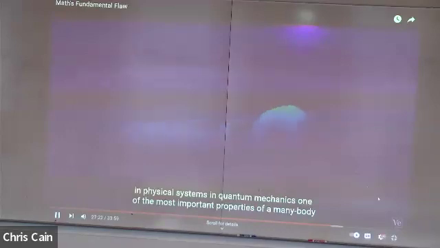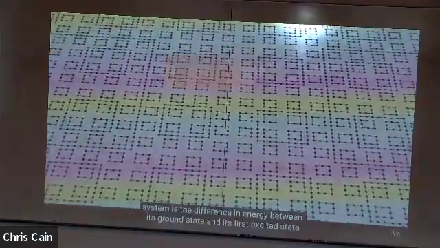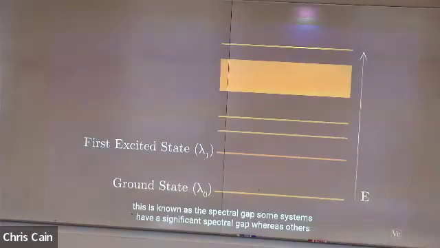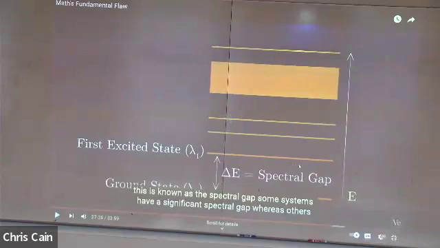In quantum mechanics, one of the most important properties of a many-body system is the difference in energy between its ground state and its first excited state. This is known as the spectral gap. Probably all that we need to see.